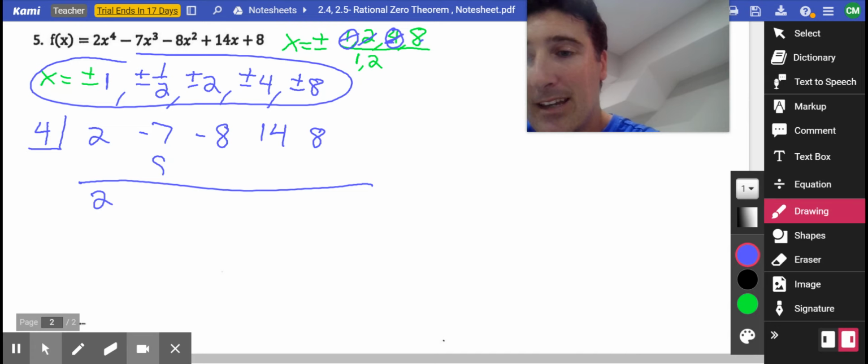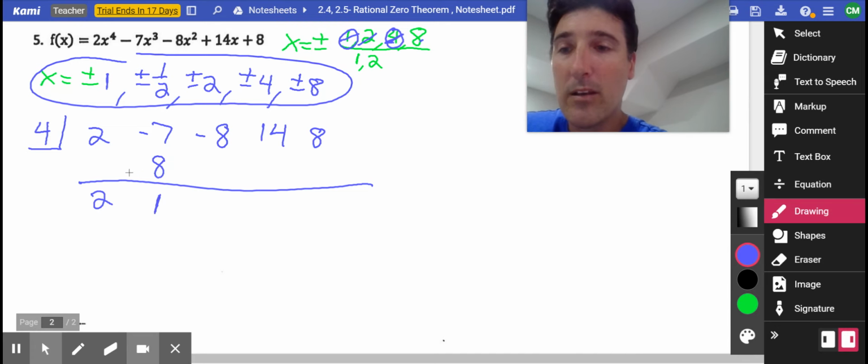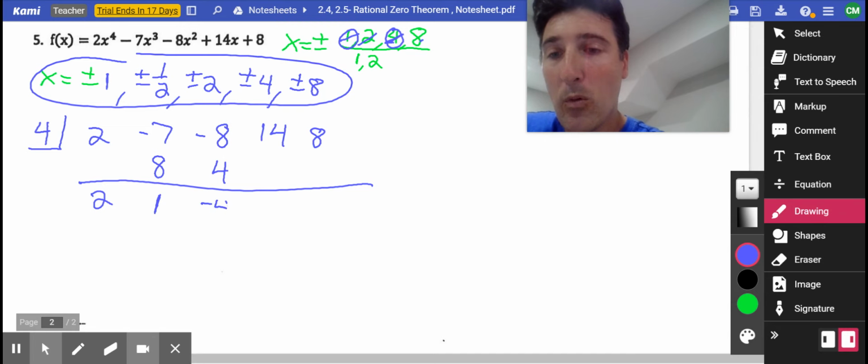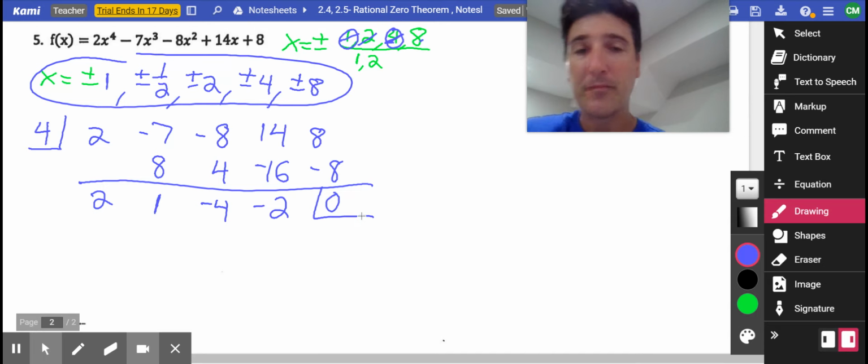4 times 2 is 8. Add this, we get 1. 4 times 1 is 4. Add these, we're going to get negative 4. Negative 4 times 4 is negative 16. 14 minus 16 is negative 2. And then you see it works. Negative 2 times 4 is negative 8. There's our remainder of 0.